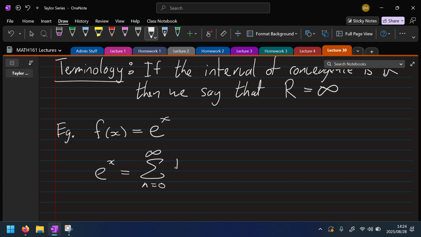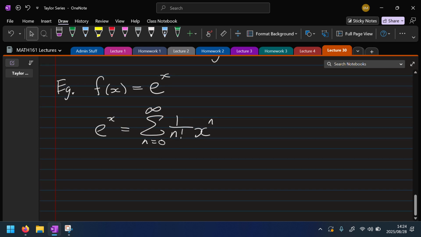Yeah, 1 over n factorial. Okay, and then we have x to the n. So that's the Taylor series. Either it will be given to you or you need to work it out in a previous question. So given this, we now want to find what is the interval of convergence, what is the radius of convergence. So how do we do that?